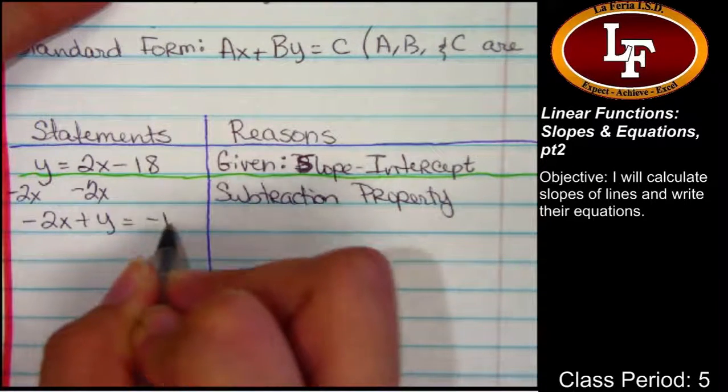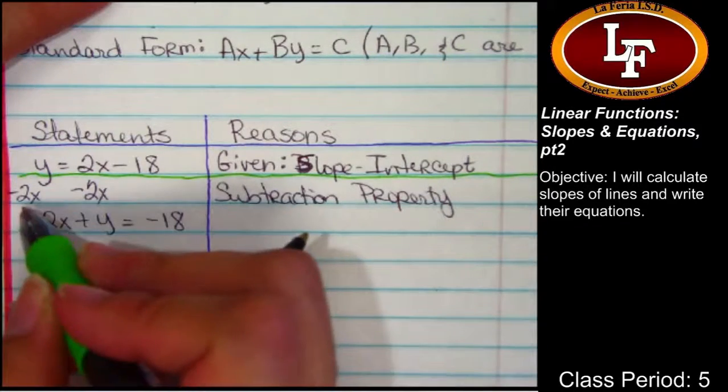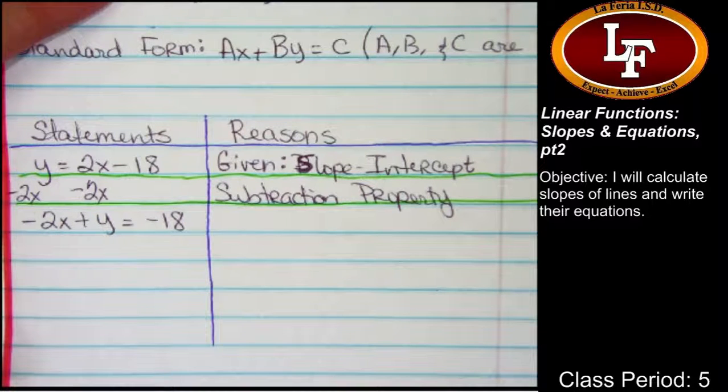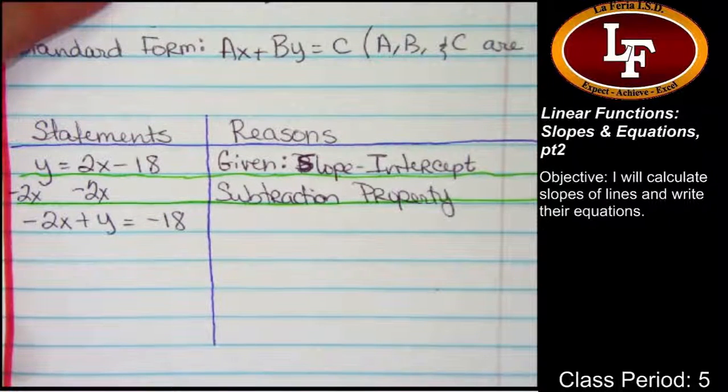When I'm done, I'm going to have something that looks like that. Does that look like standard form? Are X and Y both on the same side of the equal sign? Sure. Do I have any fractions or decimals? No. Then it's in standard form, because that's all the standard form says. It doesn't say anything about the sign of these numbers. It just says X and Y have to be on the same side, and all the numbers you see had better be whole numbers.